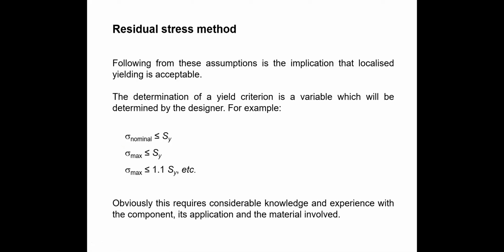So there is a different yield criterion. Like the nominal stress, if it is lower than yield strength, there is one condition. And sigma maximum is lower than or equal to yield strength, and sigma maximum lower than or equal to 1.1 yield strength. So different criteria are there. Normally in the questions they will provide the criterion if it is needed, so don't worry about that.